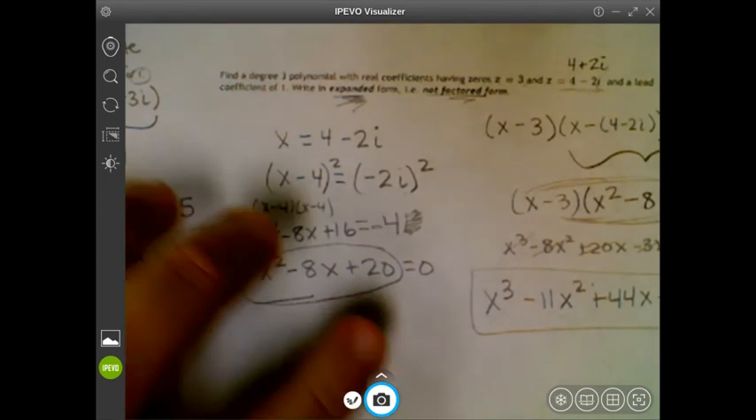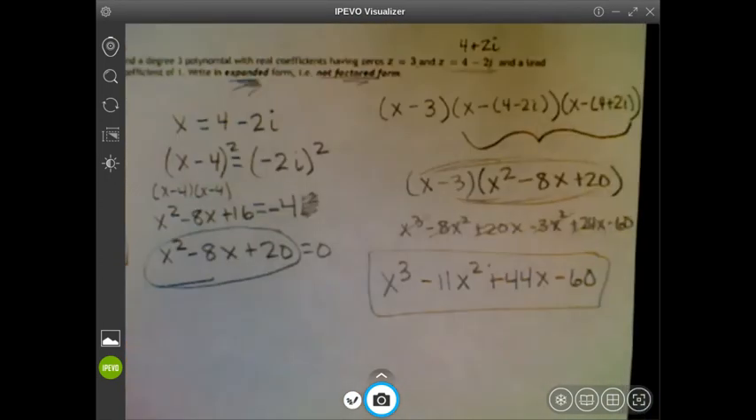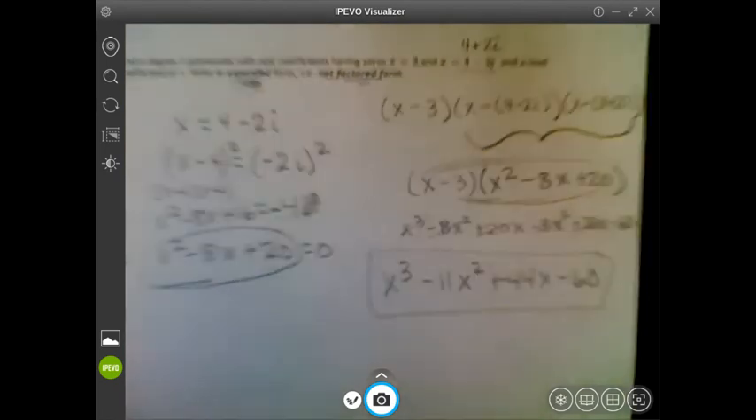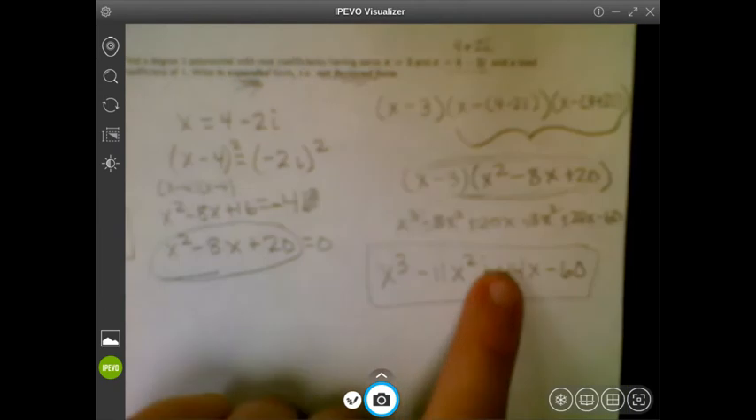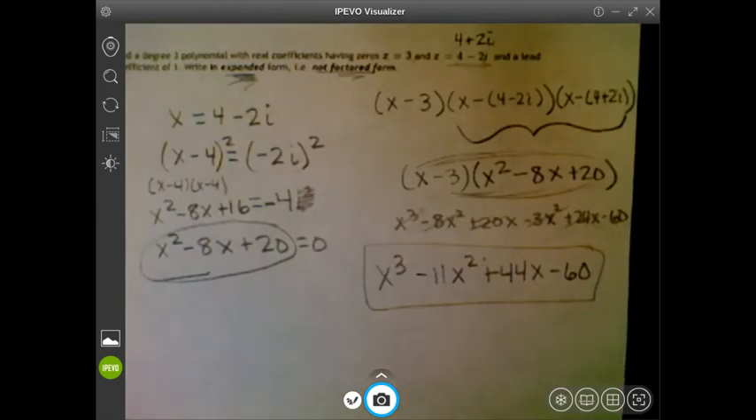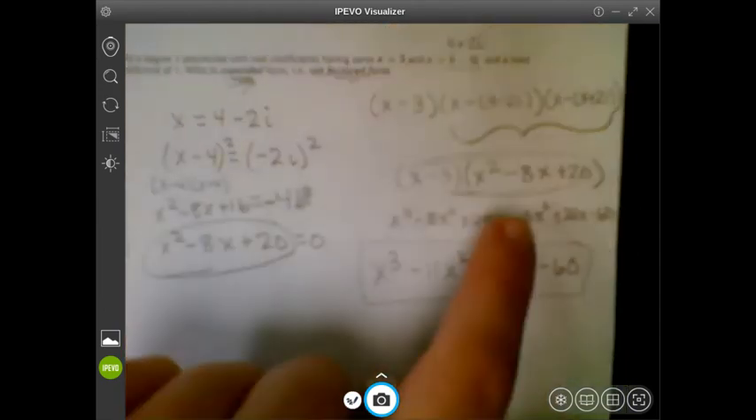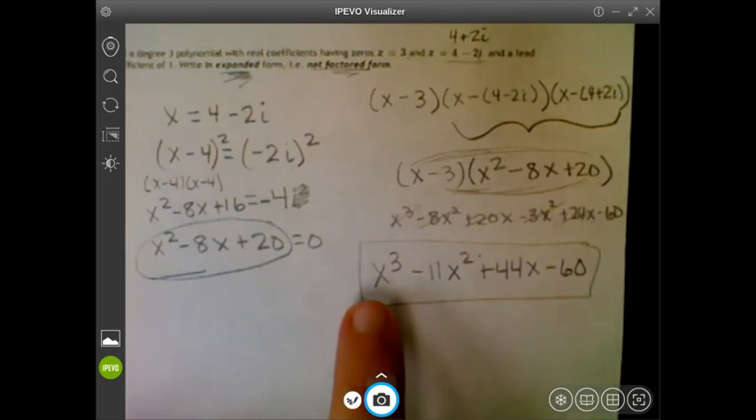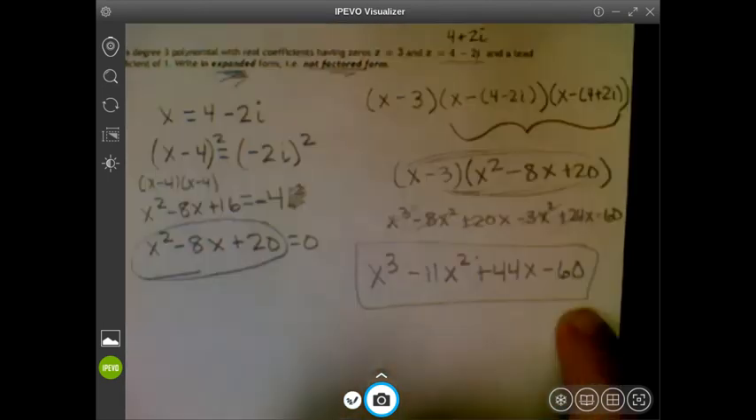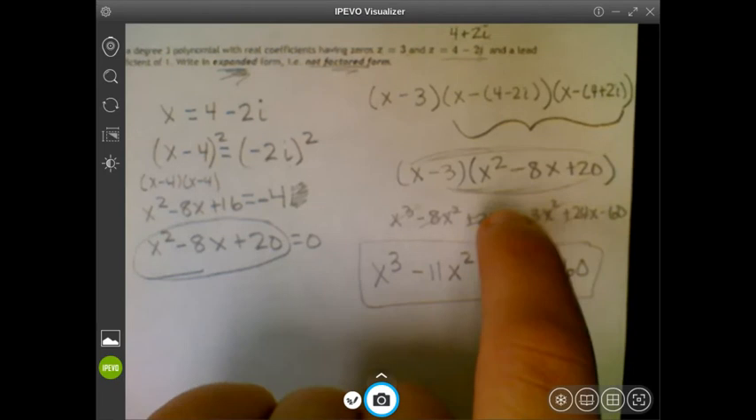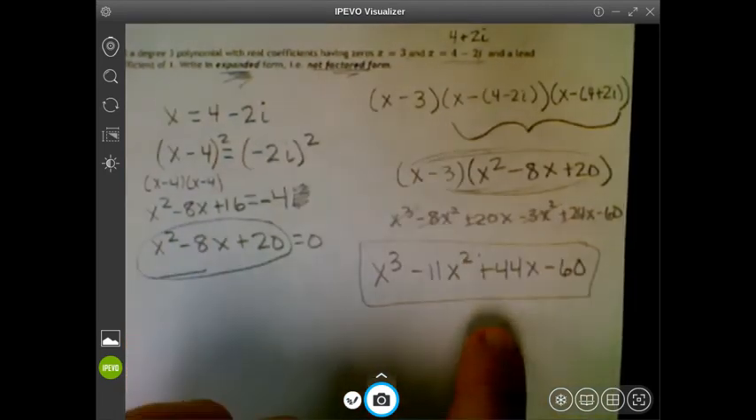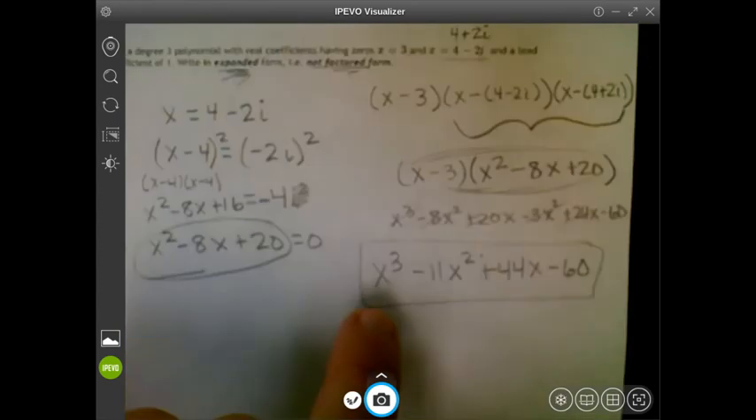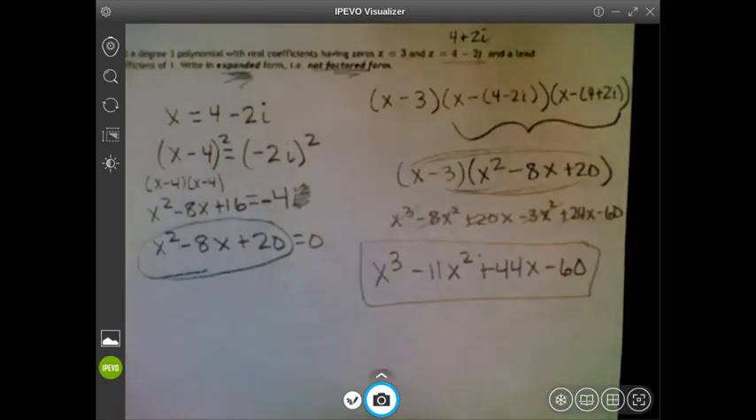All right, so there is, sorry you couldn't see that. So there is the third degree polynomial, all the real coefficients. It has the appropriate zeros because that's how we set it up. Leading coefficient of 1, and it is written in expanded form instead of factored form. Note that you have to go from factored form to expanded. You can't just take these zeros and just write it like this. That's next to impossible. You have to go through factored form.